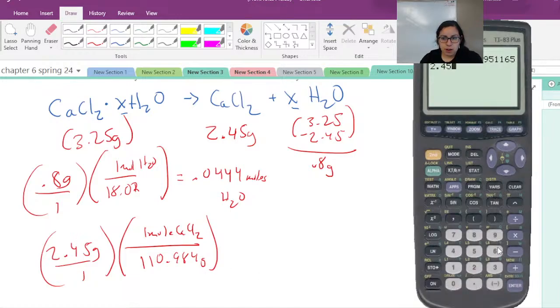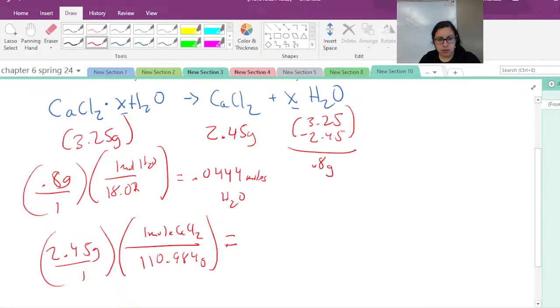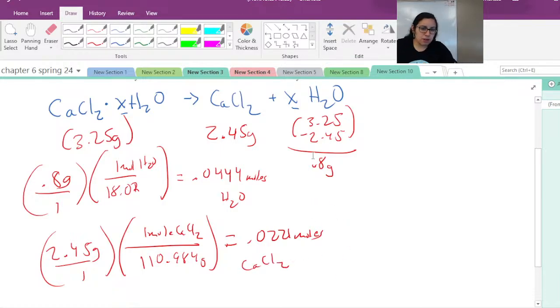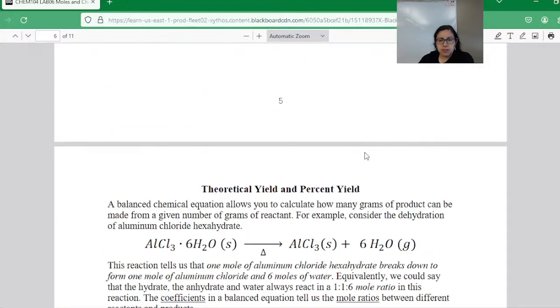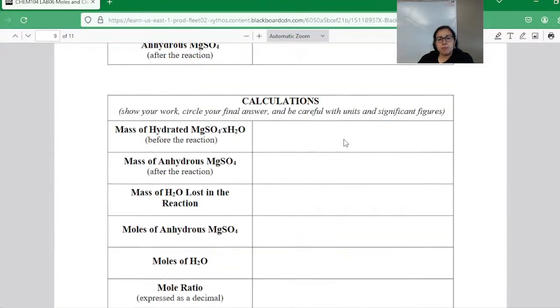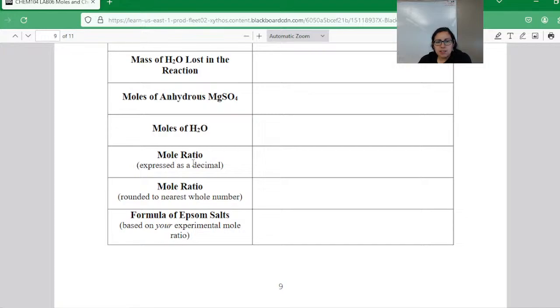So 2.45 divided by that. So then about 0.0221 moles of calcium chloride. And so this looks good. And right, so if we were doing the lab portion, the lab has what I call it ambiguous, and I accept different permutations of this answer, because it has this mole ratio expressed as a decimal, but it really doesn't say what that means.